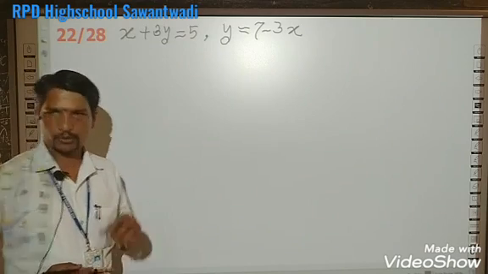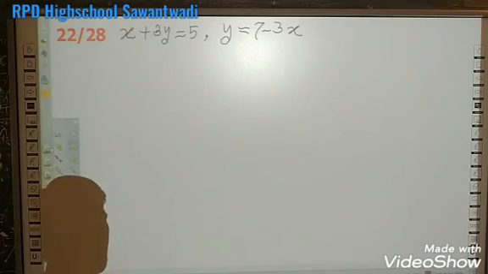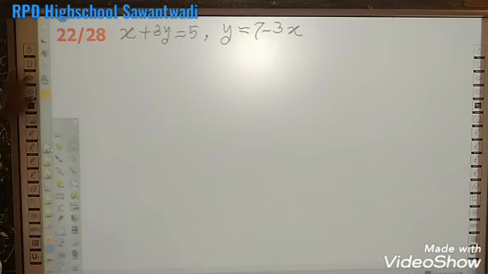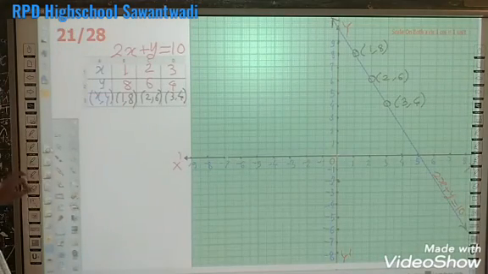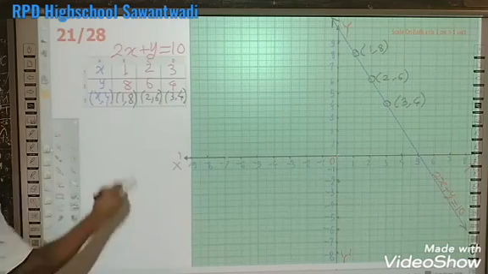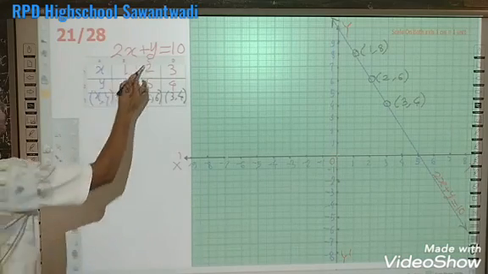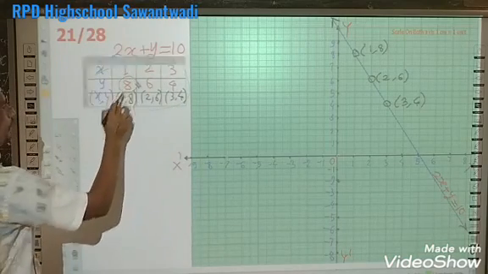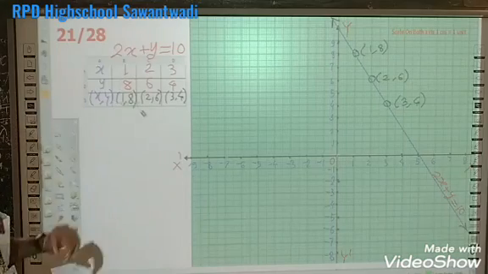Students, today let us study the next example by graphical method. If you remember, yesterday we studied one example of how to plot the graph of a linear equation. This part we studied. The most important thing is that you will have to frame this type of table: value of x, respective value of y, and then x comma y.